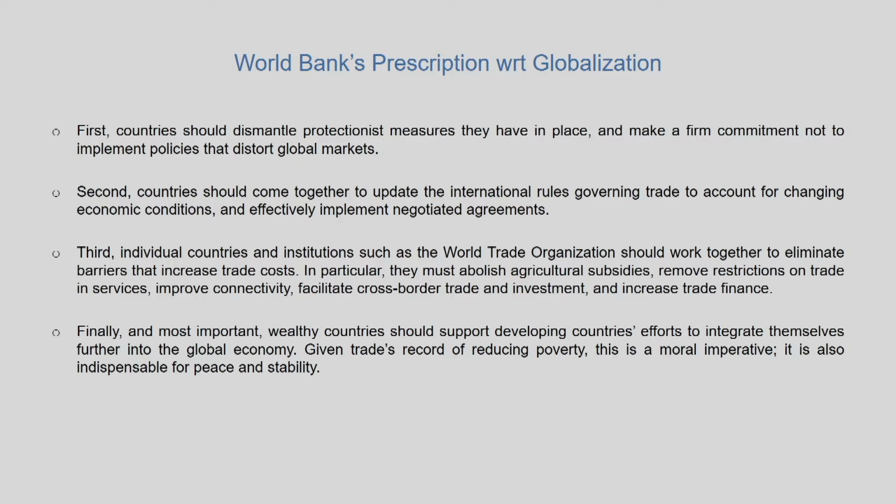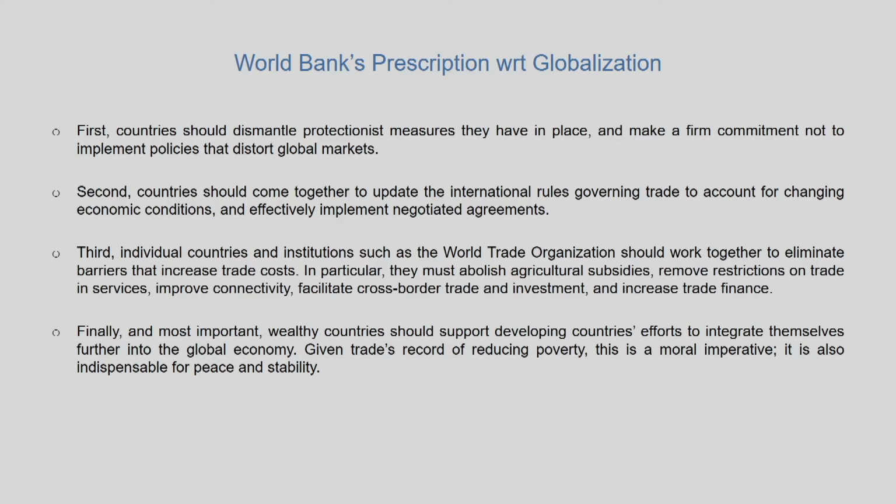Given trade's record of reducing poverty, this is a moral imperative. It is also indispensable for peace and stability. Now this is a complex point and it's a difficult point. It's a debatable prescription. This prescription is at the root of various international debates globally, wherein it considers that international trade is the only route to reducing poverty, and this prescription is reiterating the fact that it is a moral imperative of the developed countries or the wealthy countries to support the developing countries, preferably in terms of international aid. So international aid becomes one of the strategies of bringing about economic integration of the developed and the developing countries. And also this prescription suggests that it is important to arrive at peace and stability in the developing countries.